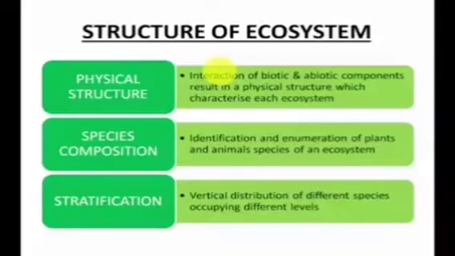It refers to the identification and enumeration of plants and animal species of an ecosystem. The third one is stratification. Stratification refers to the vertical distribution of different species occupying different levels. Those are the structure of an ecosystem. These are the characteristics that define an ecosystem. There are three. One is the physical structure, the second is the species composition, and then the last is the stratification.